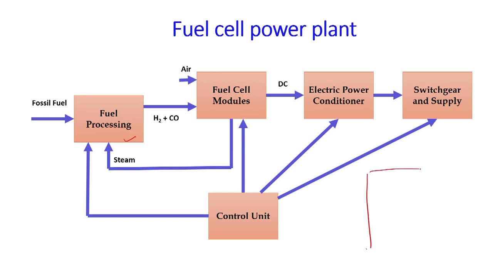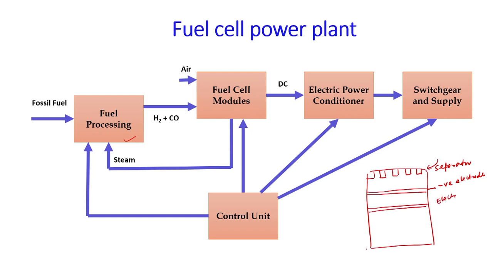I'll make a block of this kind, and we'll have different layers. Sometimes we'll have this kind of system here, and then one more layer will be here. So this may be separator, this may be separator, this may be separator, and this is the negative electrode, where fuel is applied. Then we'll have what is called the electrolyte, I can say matrix, and then we'll have the positive electrode.